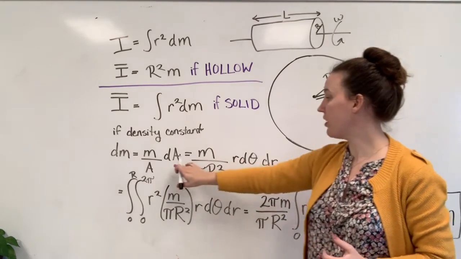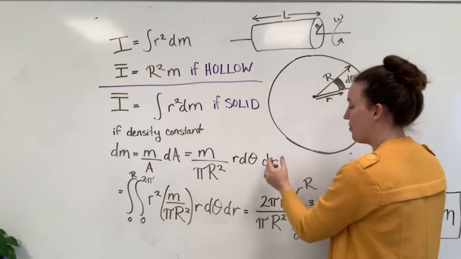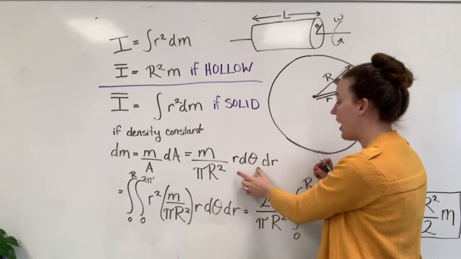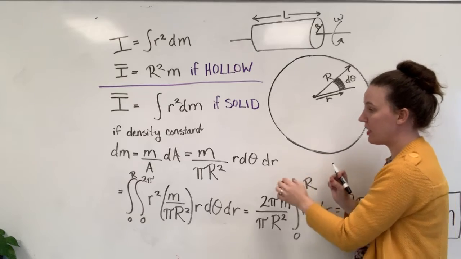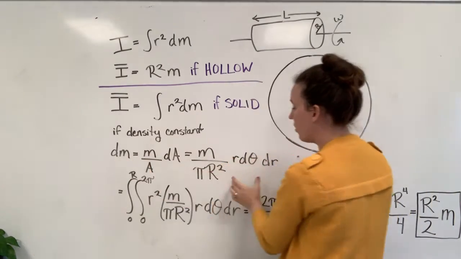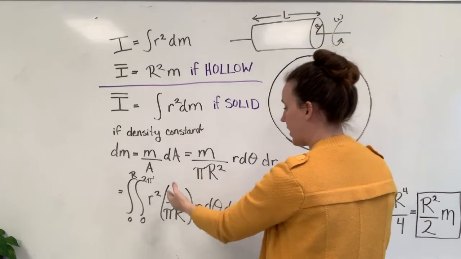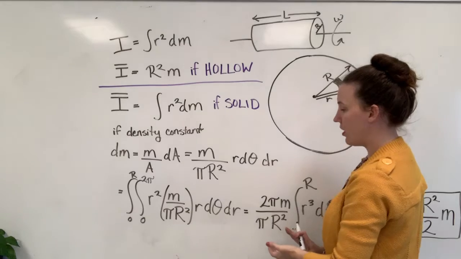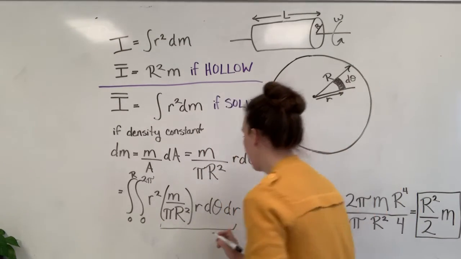Then this little area, we can just treat as a little rectangle in the differential sense, where one side length is equal to the arc length, which is r d theta, and the other side length is our little differential dr. Now we can substitute our expression for the differential mass into our integral. So now we're taking the integral of r squared times our little differential mass right here.